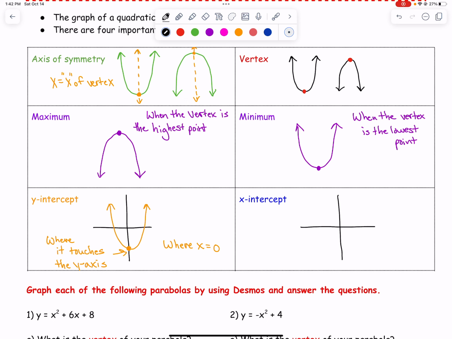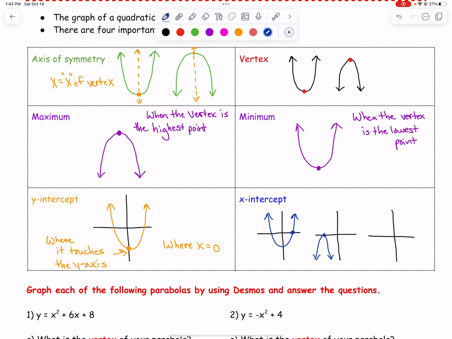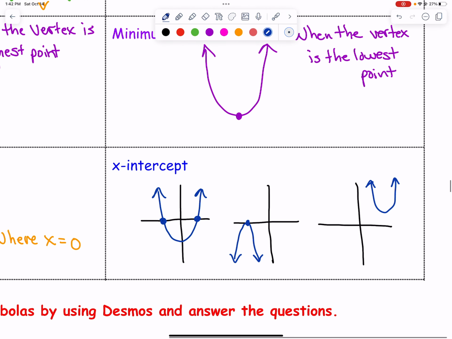So let's draw a couple of options actually. I'm going to draw a few more things. For parabolas, we have three different options. The x-intercepts can be that we have two x-intercepts for a parabola, whether it goes up or down. You can have one x-intercept sometimes when it just touches once. And then sometimes you can have a parabola with no x-intercepts. So there's three possible options for our parabolas and our x-intercepts.